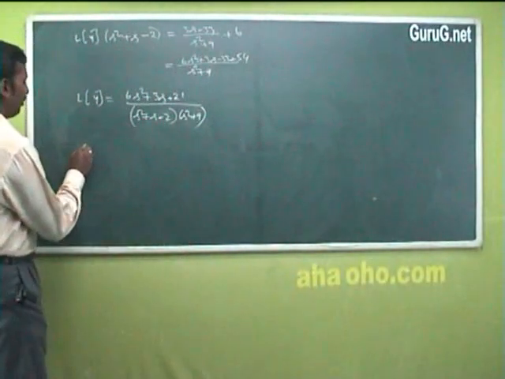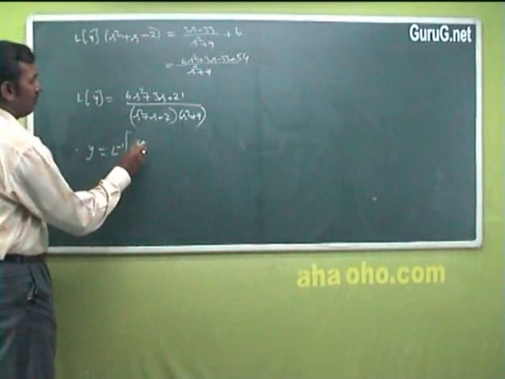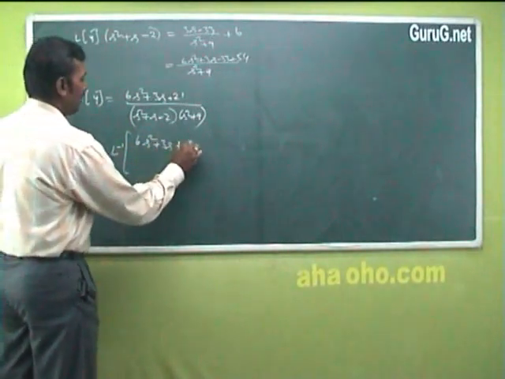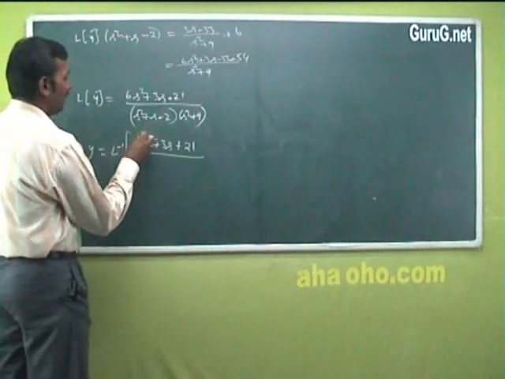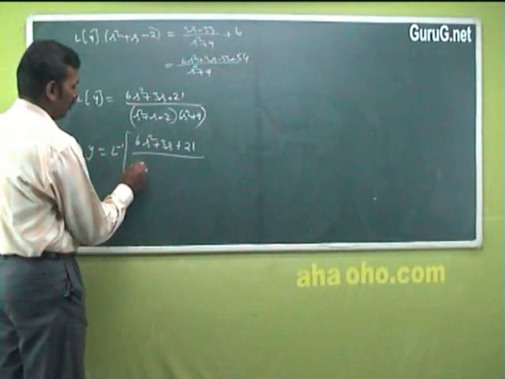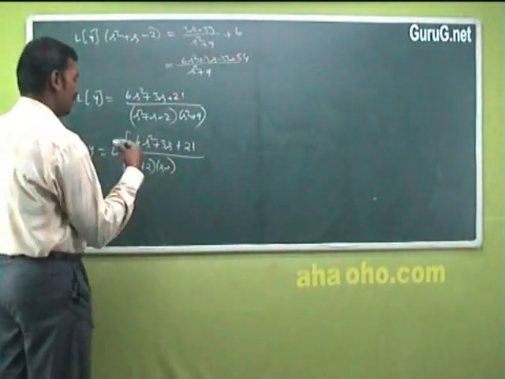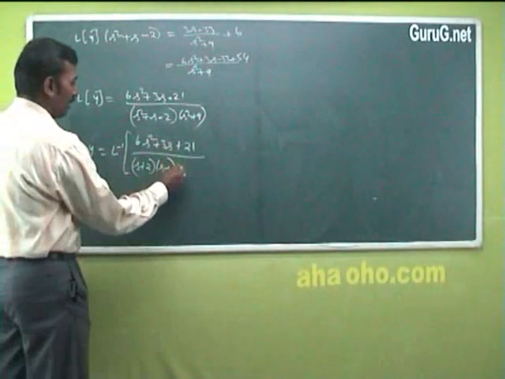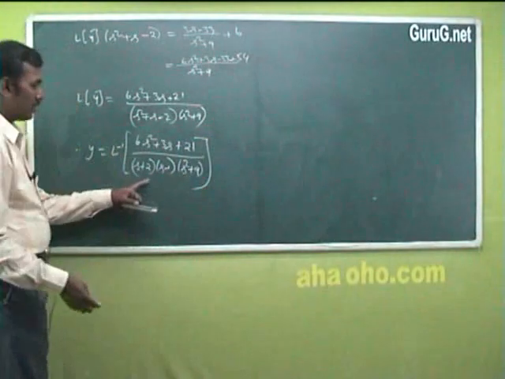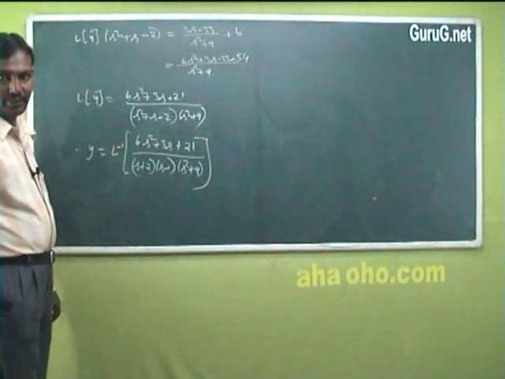So y equal to, now L inverse. So L inverse of 6s squared plus 3s plus 21 by, can we factor this? Product and subtract gives 1, so it comes s plus 2 into s minus 1, am I right? Into s squared plus 9. So we have to find the inverse of this. The answer that comes is the solution of the differential equation, right?